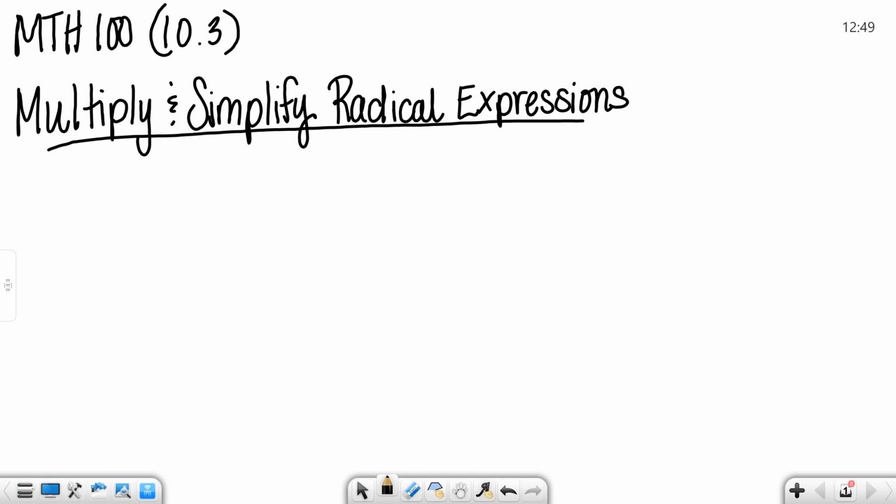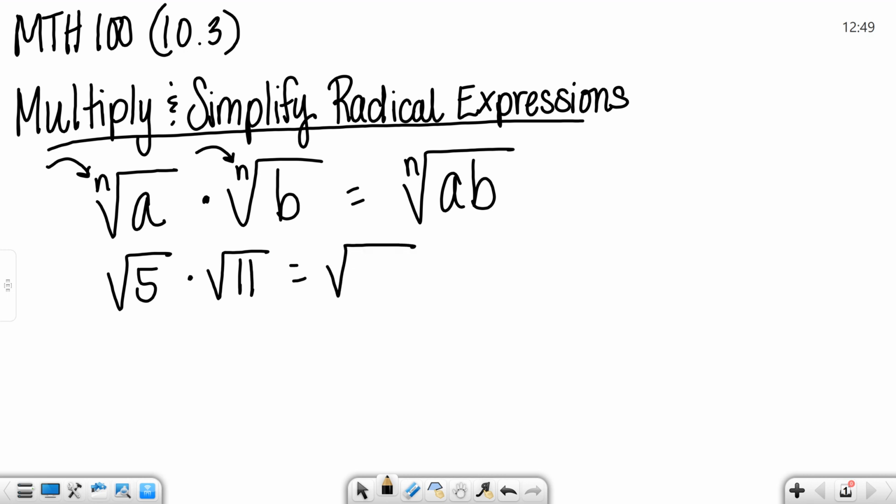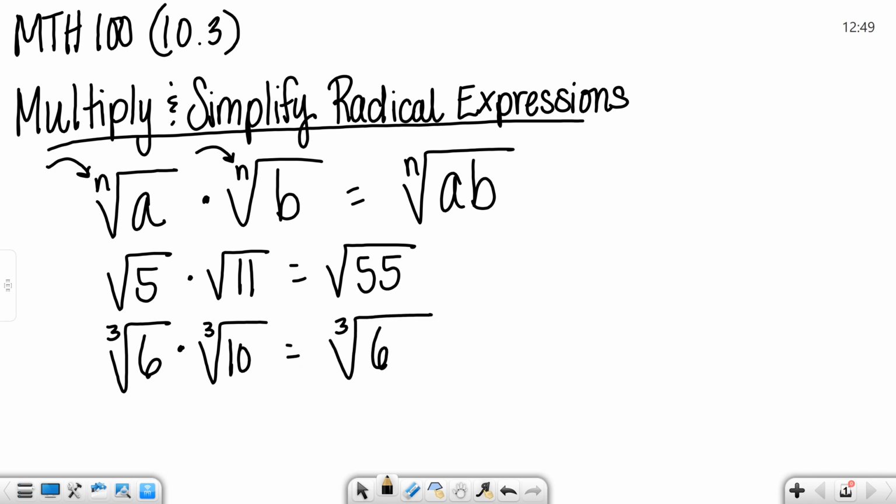Math 100, Lesson 10.3, multiply and simplify radical expressions. So if we have two radicals that we want to multiply, and they have the same index, we are taking the same root, then we're able to multiply inside. So if I had the square root of 15 times the square root of 11, that would be the square root of 55. Or if I had the cube root of 6 times the cube root of 10, I could say that is the cube root of 60.